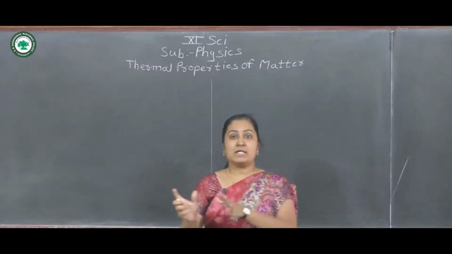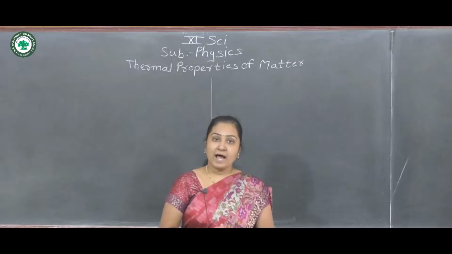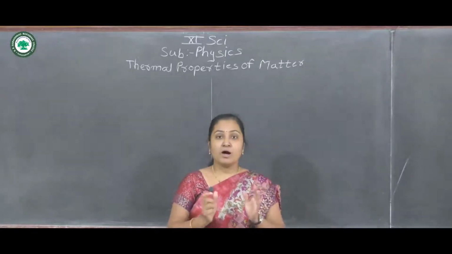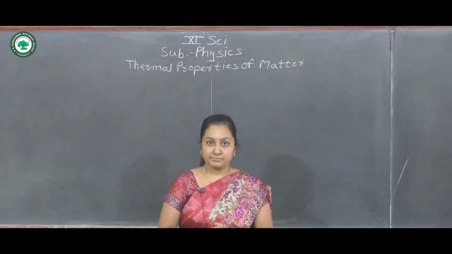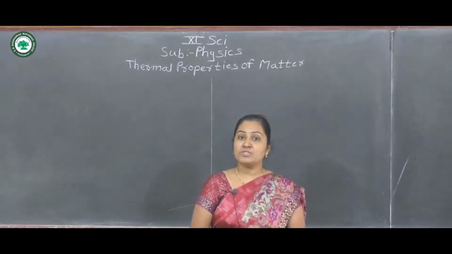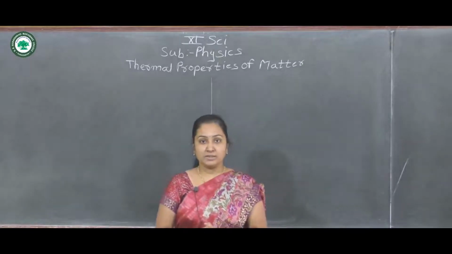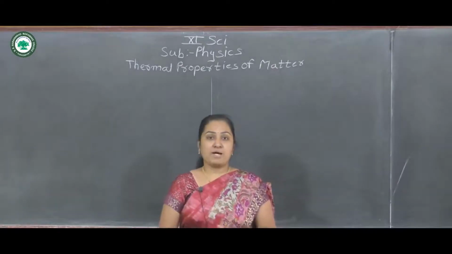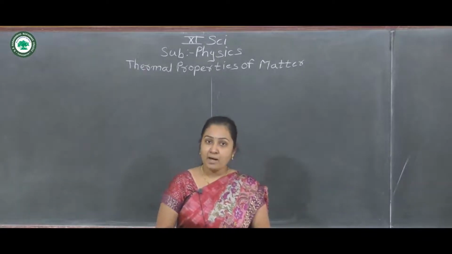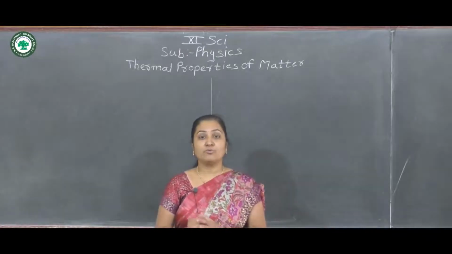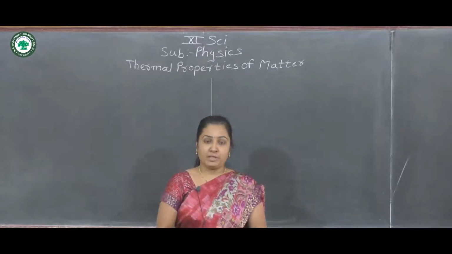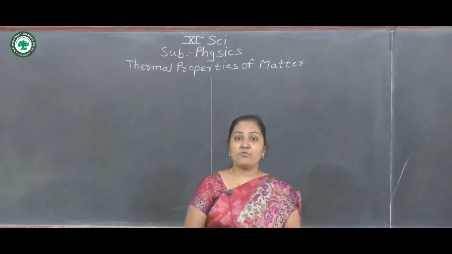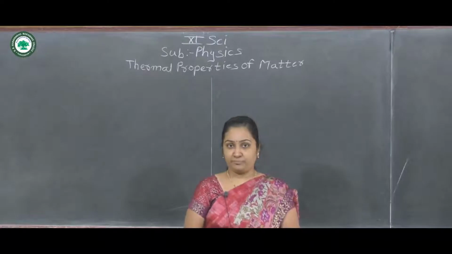Now, in these three thermal expansions, there are three coefficients of thermal expansion: alpha, beta, and gamma. Alpha is the coefficient of linear expansion, beta is the coefficient of areal expansion, and gamma is the coefficient of volume expansion. Now, we have studied all these three coefficients of thermal expansion.